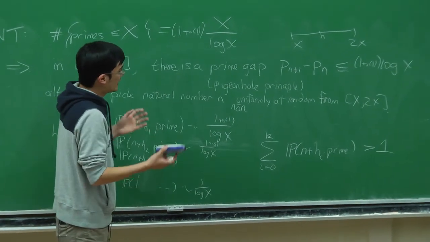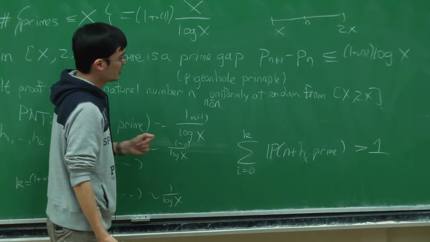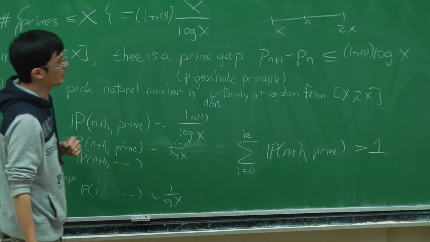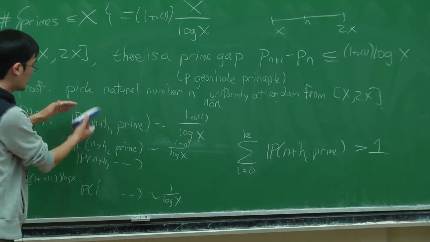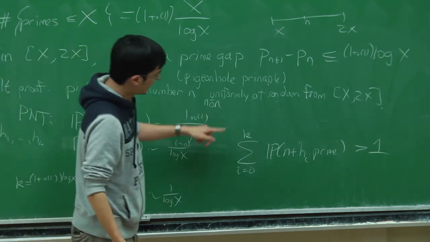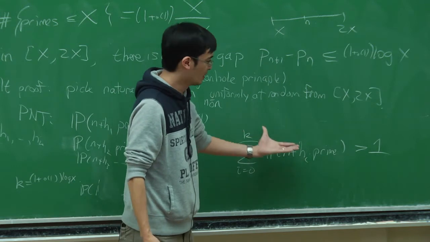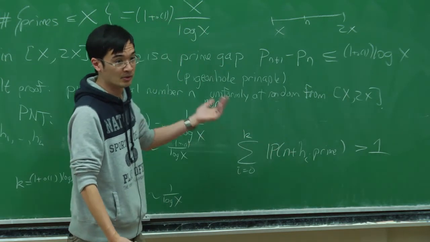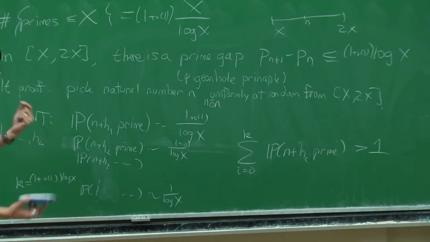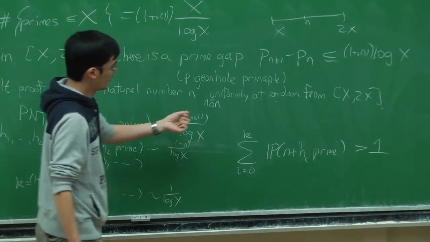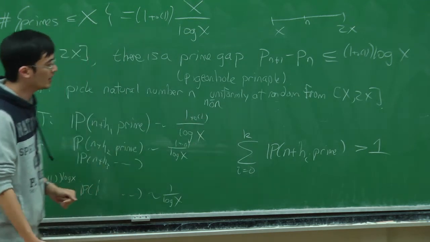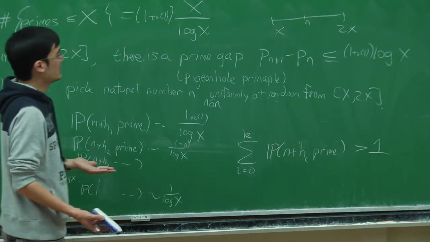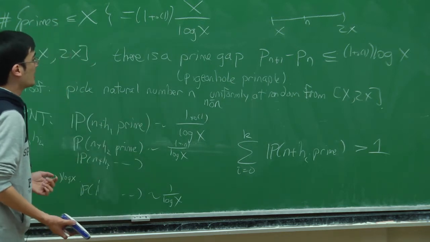If you choose a clever distribution in such a way that you can make all these probabilities a lot bigger than they are for the uniform distribution, maybe you need a lot fewer k's in order to make this sum bigger than 1. But the moment you have this sum bigger than 1 for any probability distribution, you are done. Because then there must be some n somewhere in this interval x to 2x for which two of these guys are prime. And that's basically it.